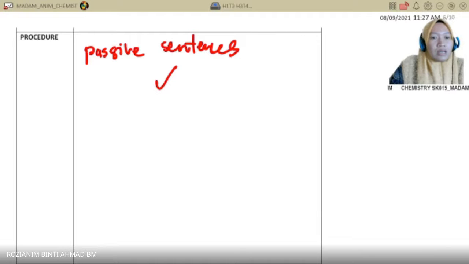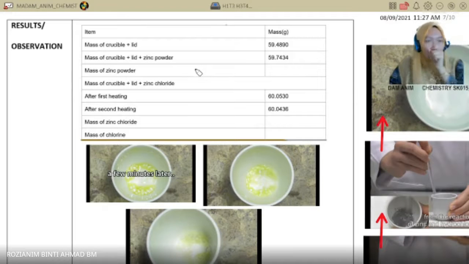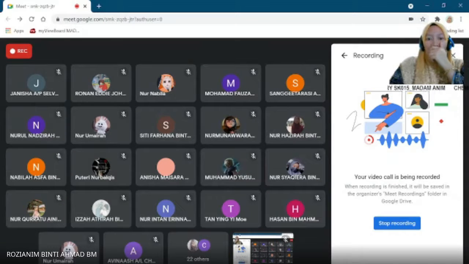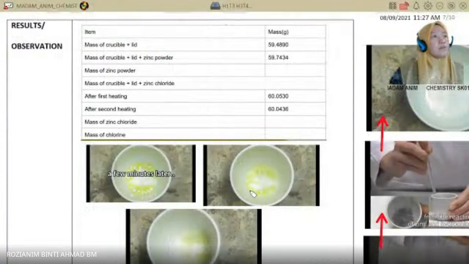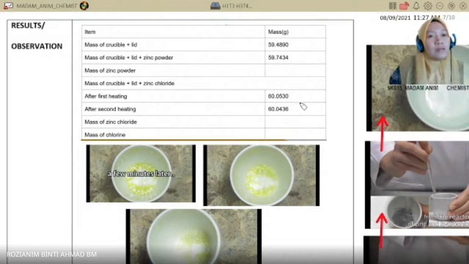Okay, we focus on this part. I give you time to copy the table of results into your results and observation table. Fill it up now.